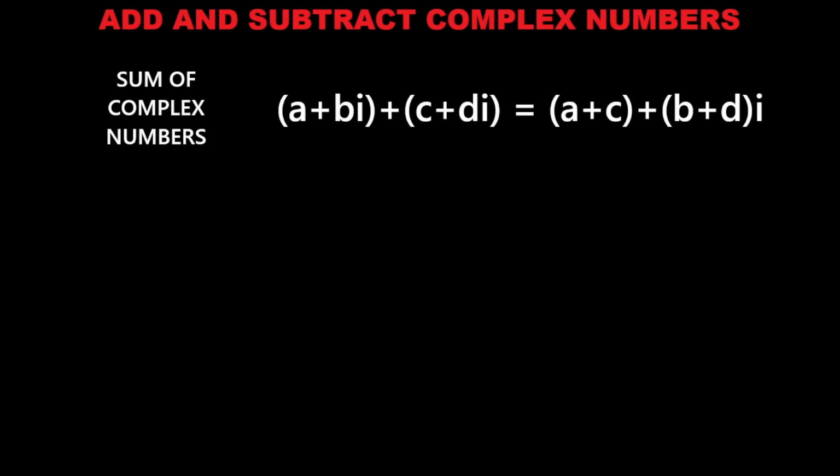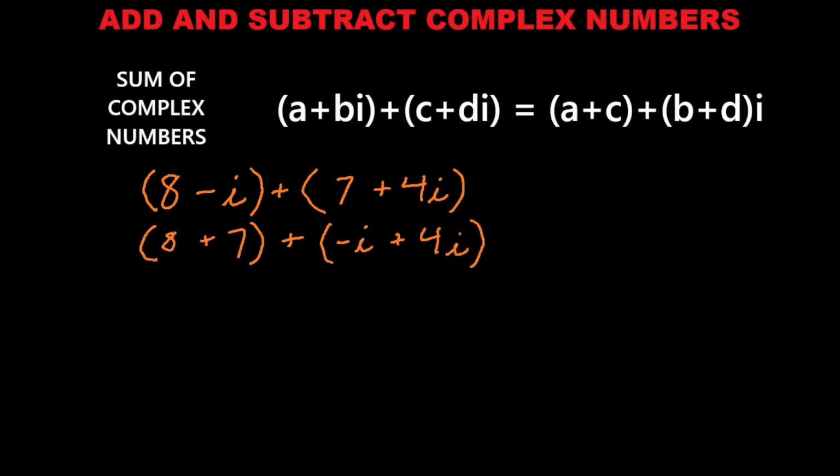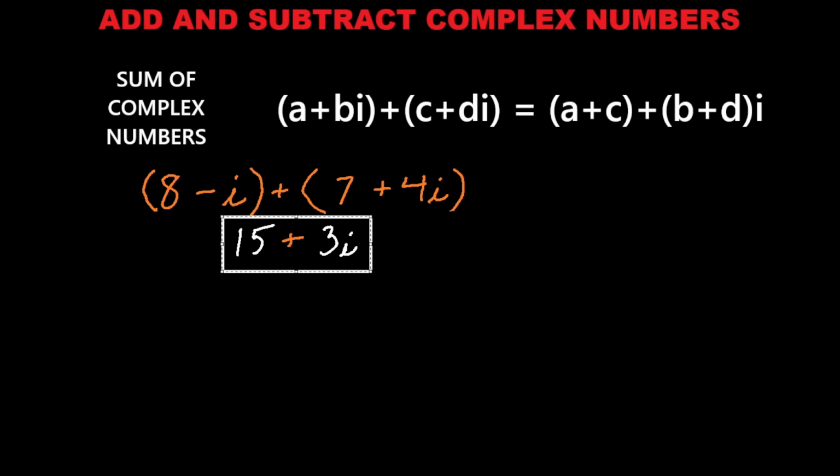So let's try an actual example of adding with complex numbers. Here in this example, we're going to take the real numbers and group them together, and we'll group the imaginary numbers separately. So once I do that, I have 8 plus 7 plus minus i plus 4i. On the left, the 8 plus 7 becomes 15, and the minus i plus 4i becomes 3i. So our final answer is going to be 15 plus 3i.